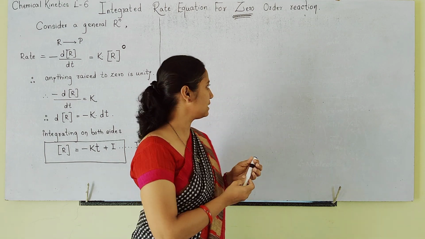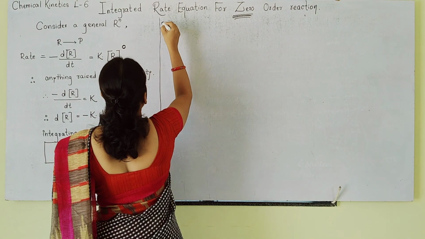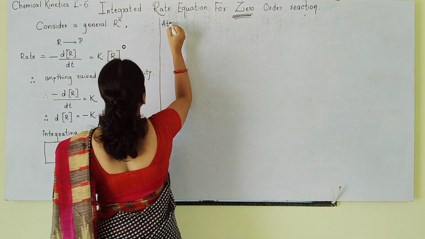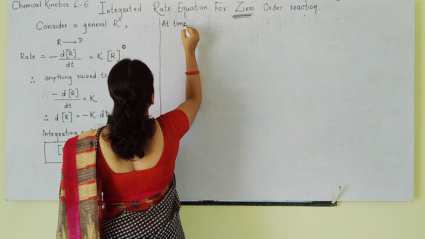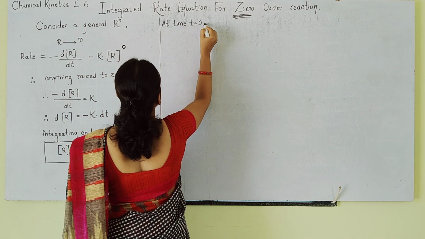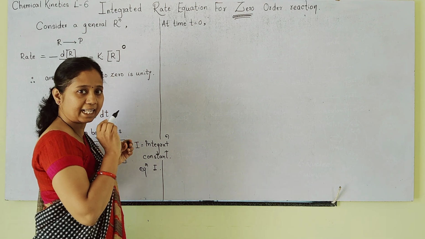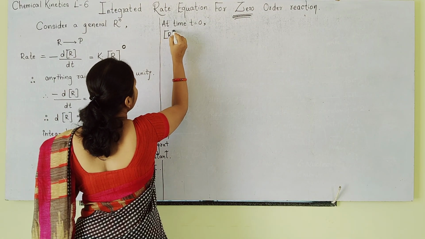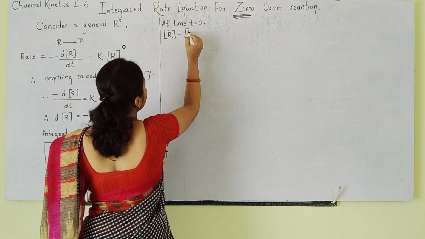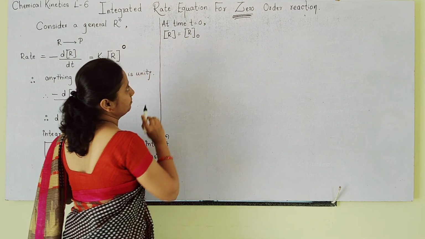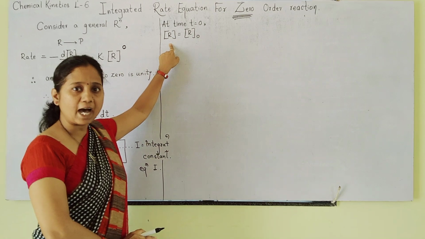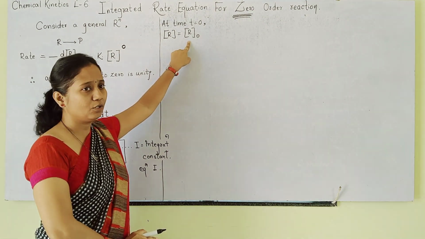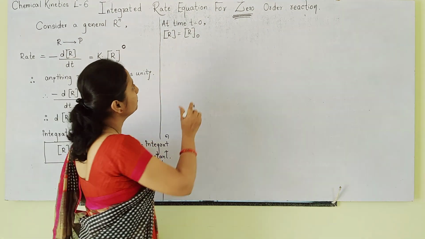Okay, so here how I am writing: at time t is equal to 0, when time is 0, at that time the concentration of R is equal to R naught. Concentration of R is equal to R naught. What is this R naught?